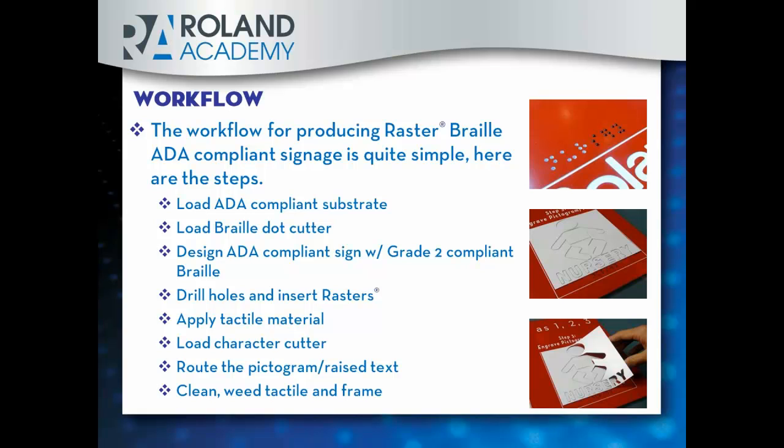Then the next step is you apply your tactile material. The tactile material is 1/32 of an inch thick and has a 3M permanent adhesive on it. You cut off a square that's going to take up the area of your pictogram and your raised text, place it there, change the cutter, and then route out the pictogram or raised text, clean it, weed it, and frame it, and you're done.